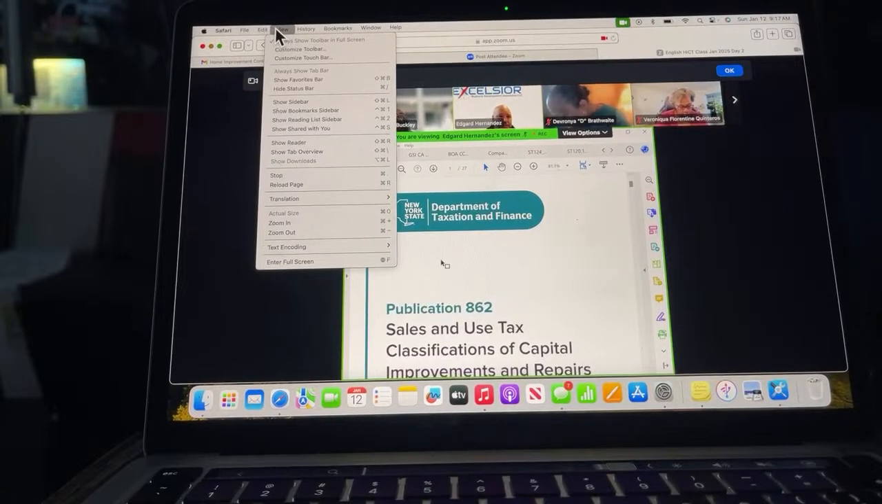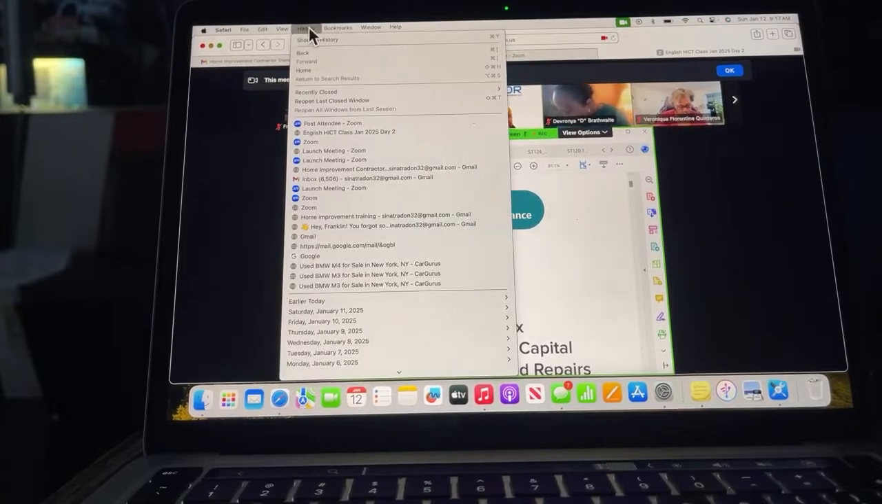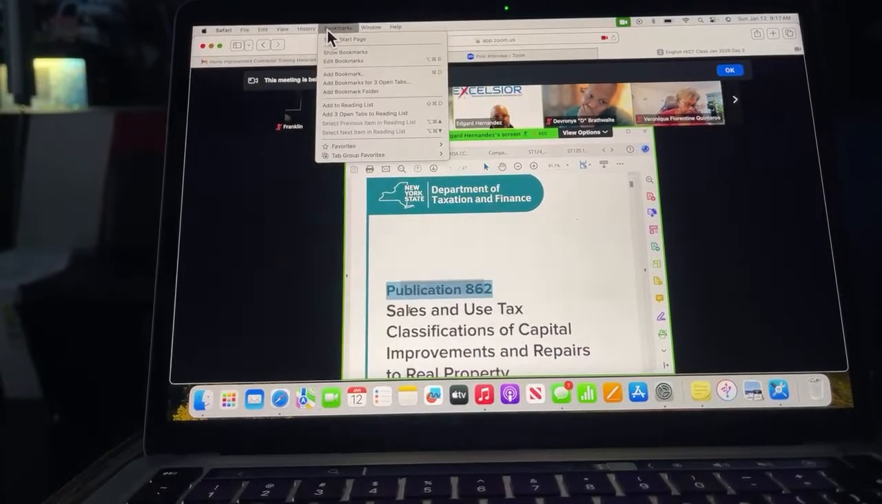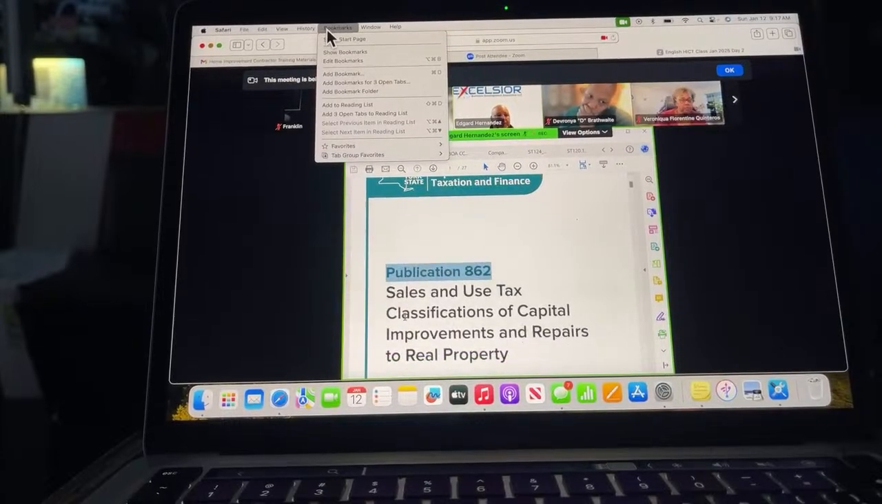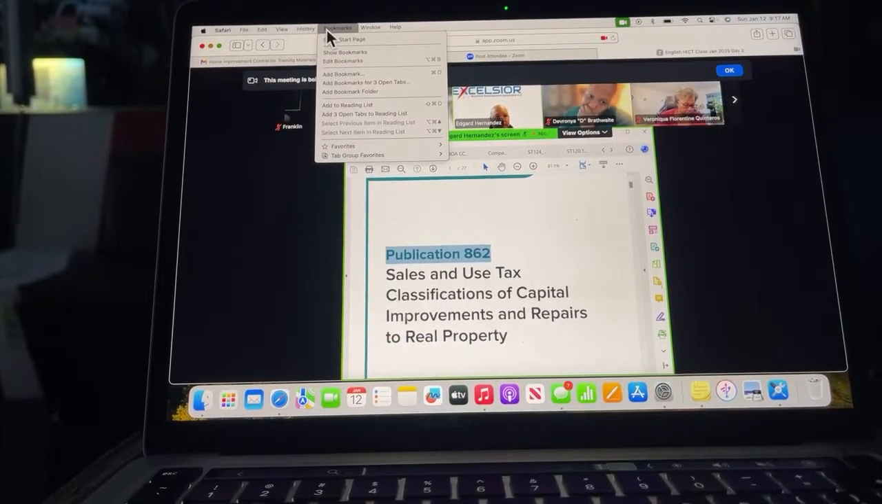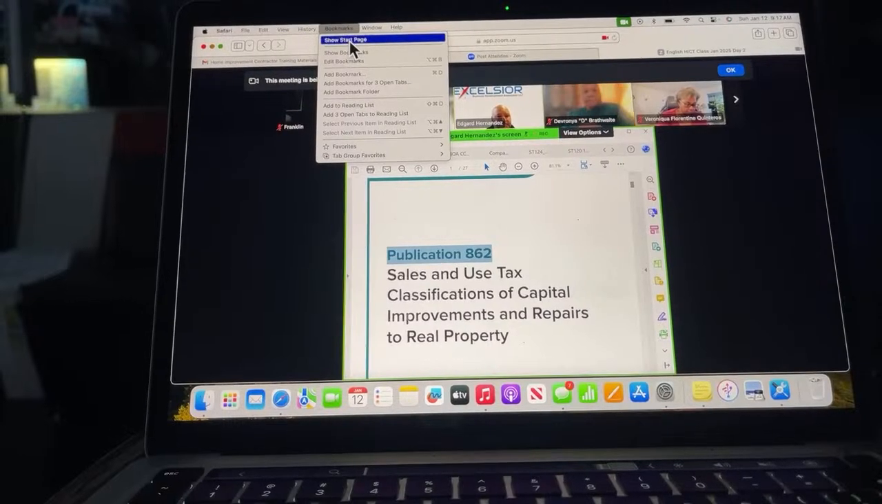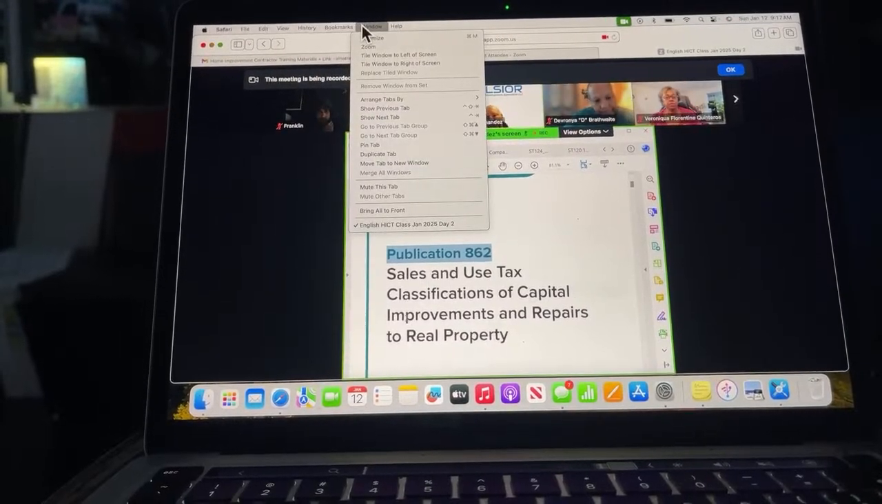So when you see a property and you know that it's a very big property, a big project being done, 9 out of 10 times it's going to fall under capital improvement. But what I just did is that I gave you publication 862. So this is publication 862, which will give you what's an improvement, what's a repair. So it will tell you automatically.